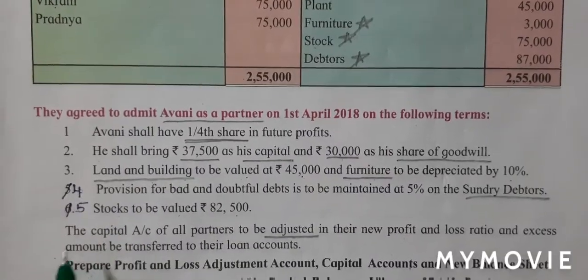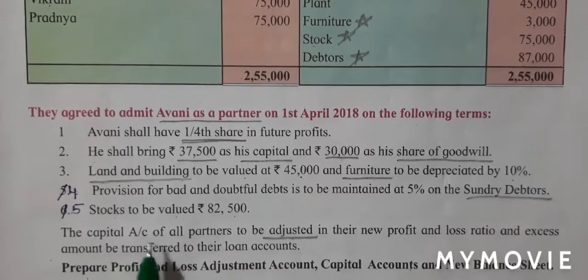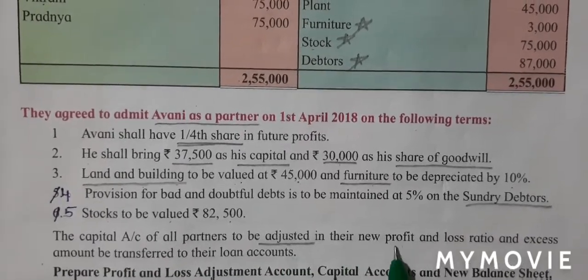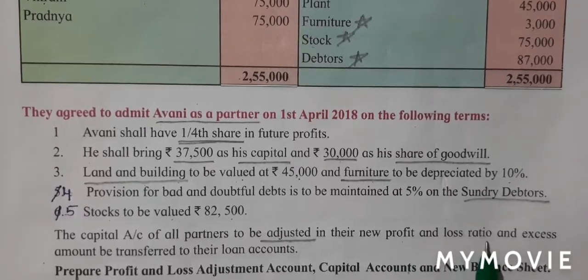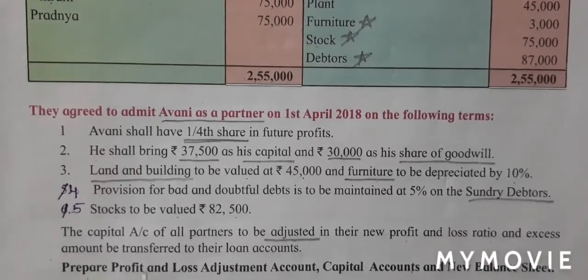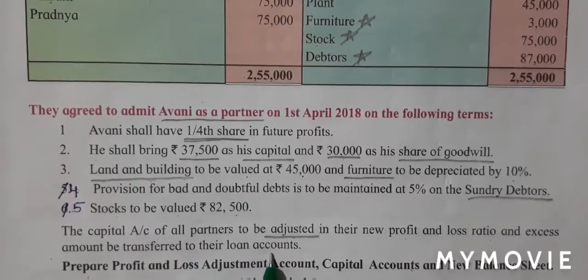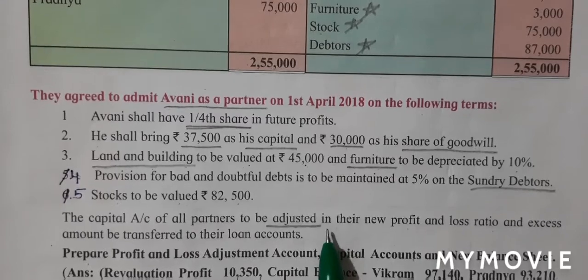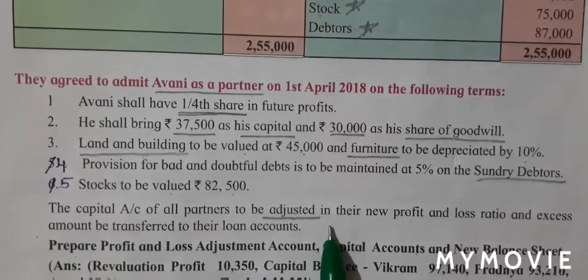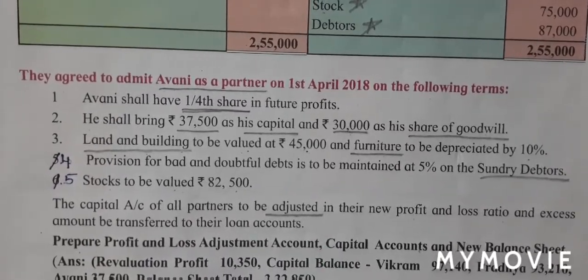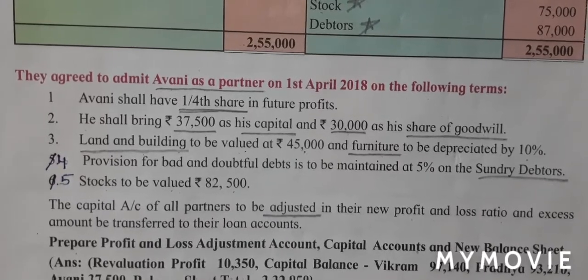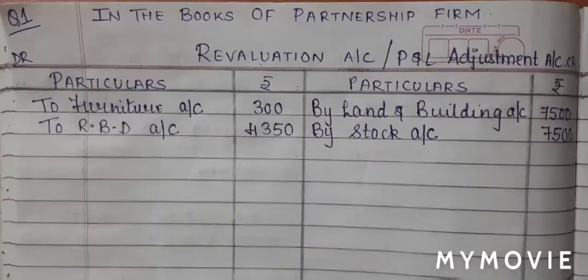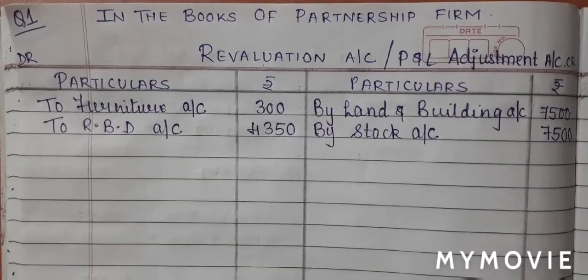Finally, students, after this, they have given us the capital account of all partners are to be adjusted in their new profit and loss ratio, and the excess amount to be transferred to their loan account. This is nothing but adjustment of capital. So before we go ahead with adjustment of capital, we will first have to close our revaluation account. So first we will close our revaluation account.